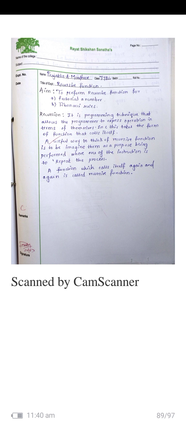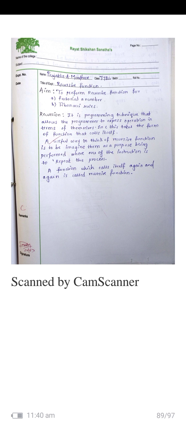Then the flowchart of this program: start, read n, I equals 1, factorial equals 1. Then the condition is put here: I is less than or equal to n. If yes, I equals I plus 1, factorial equals factorial into I. Then if this condition is false, print the factorial and stop.